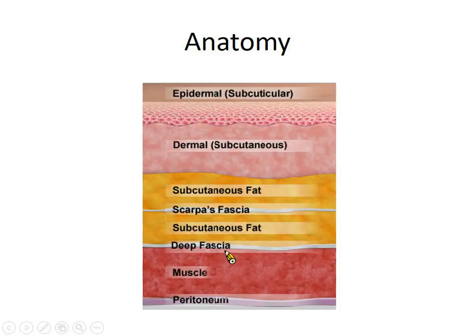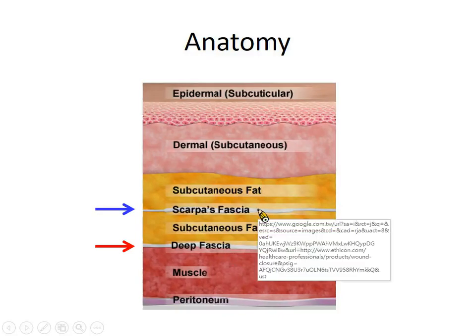Here's the sketch diagram for the skin. We have the epidermis, the dermis, subcutaneous fat, and more importantly, the fascia, the deep fascia, and then the muscle. We have to recognize the fascia, whether it is superficial fascia or deep fascia, so that we can recognize that a lesion is actually from the skin, not from the muscle.